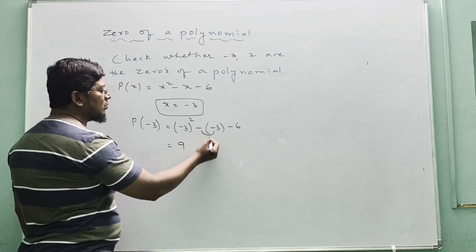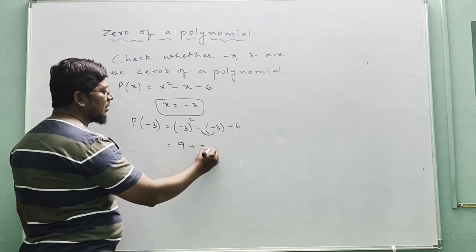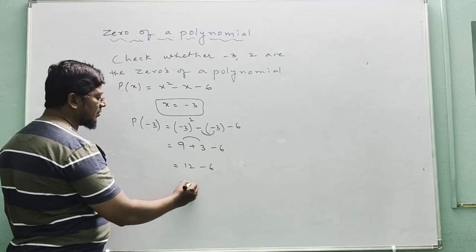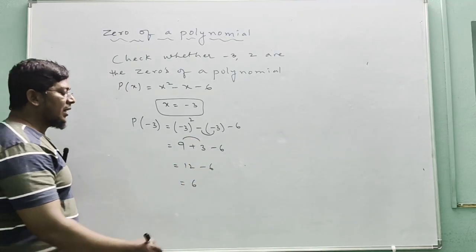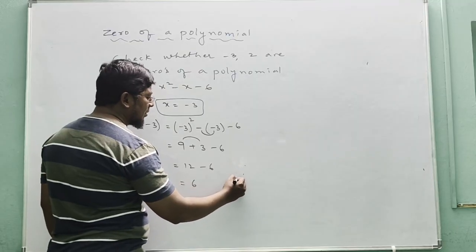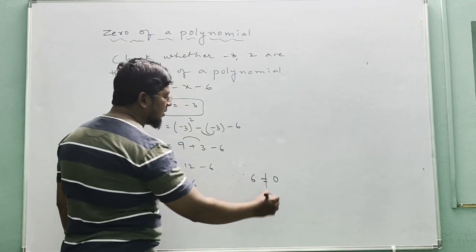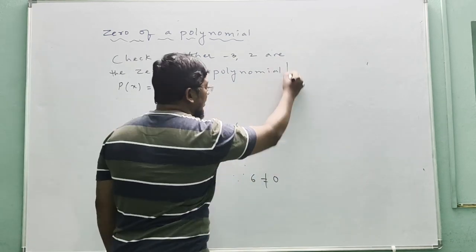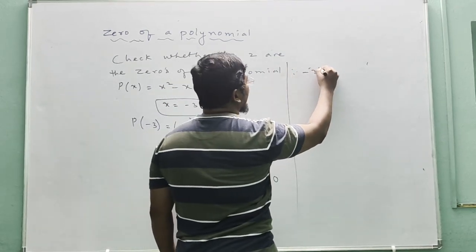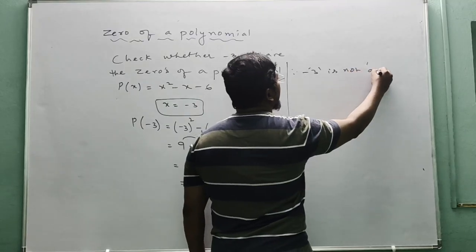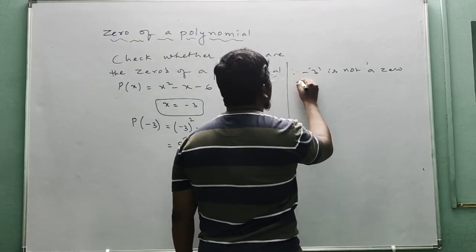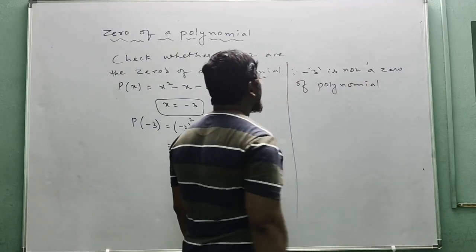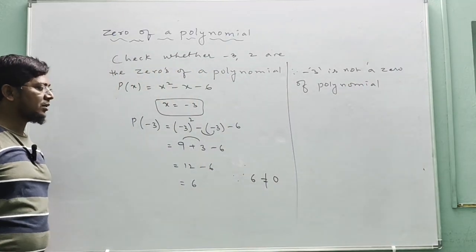9. Minus into minus what, sir? Plus 3 and minus 6. So 9 plus 3 is what? 12. 12 minus 6, what is the answer? 6. And 6 is not equal to 0. 6 is not equal to 0 means what? Minus 3 is not a 0 of the polynomial. Minus 3 is not a 0 of a polynomial.